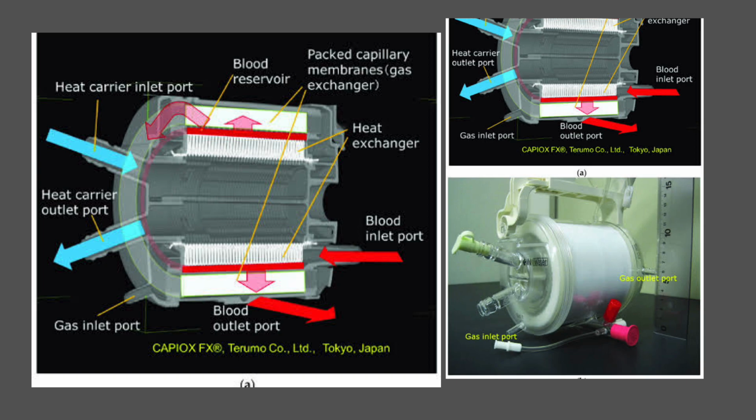Heat exchanger parts are shown in this figure: heat exchanger inlet port, heat exchanger outlet port, and heat exchanger, packed coil, membrane gas exchangers, blood reservoir, and blood outlet port, as shown in this figure.